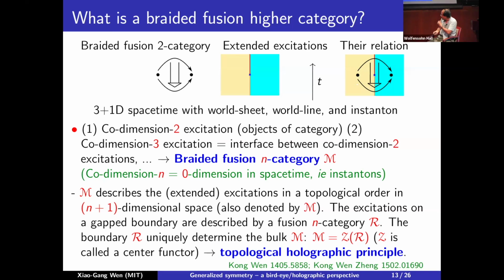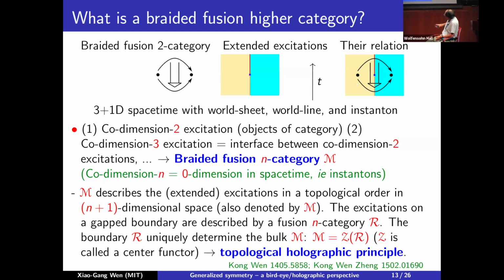Usually for a topological order in n plus 1 dimension, the codimension 2 excitations, codimension 3 excitations, and so on are described by a braided fusion n-category. So this braided fusion n-category just describes the topological excitations in a topological order. We start with codimension 2 excitations, and so we have this braiding.